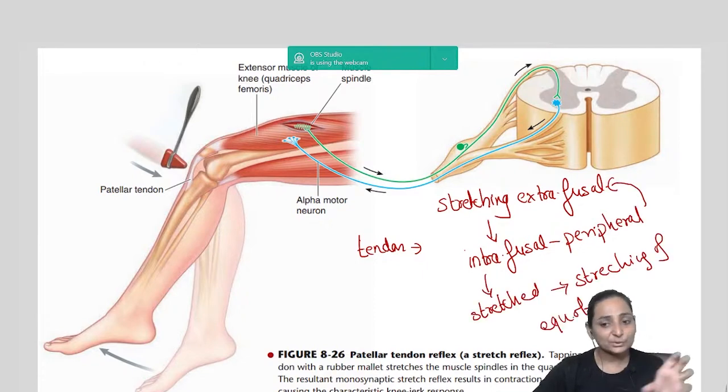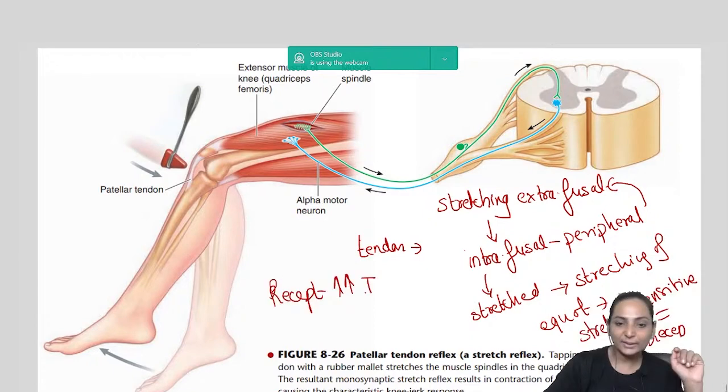Now this equatorial region is a stretch sensitive receptor, right? This equatorial region is the stretch sensitive receptor. So because it is a receptor, what will happen? Because it is a receptor, there is going to be an increase in the rate of discharge of the afferents.